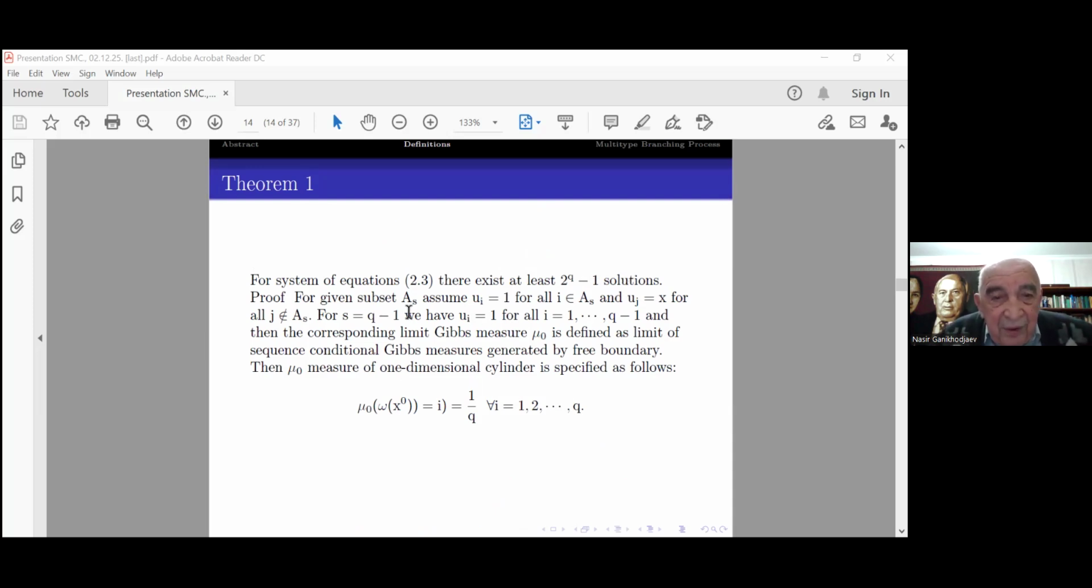Here is the proof. For a given subset A_S, assume u_i equal to 1 for some indices, and for the others assume u_j will be x, which is the same for all j. For S equal to q minus 1, we have all u_i equal to 1, and we have this measure mu_0, such that for one-dimensional cylinder sets, this measure is specified like a uniform distribution.